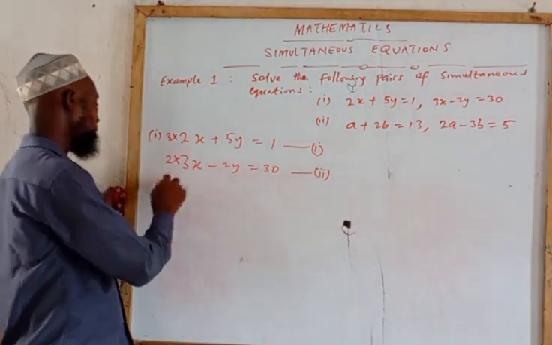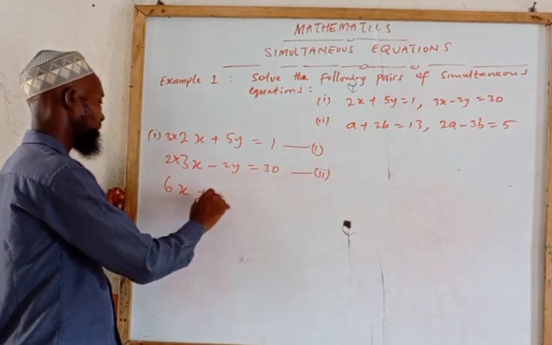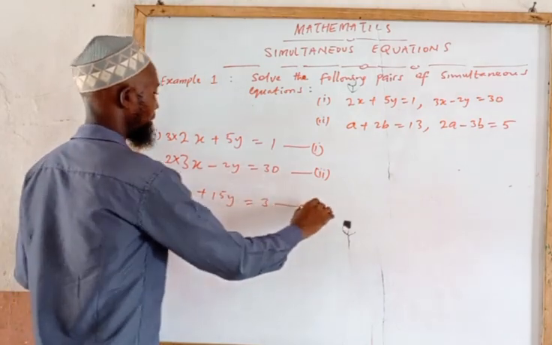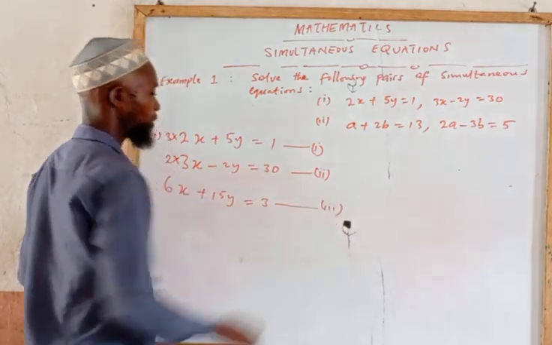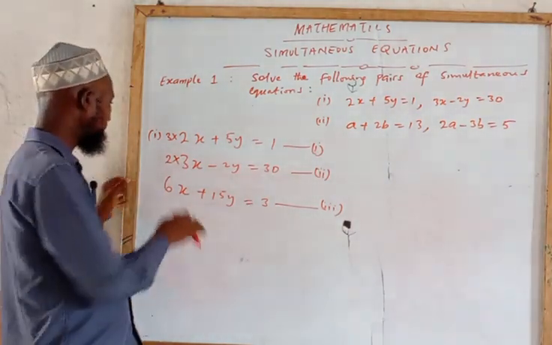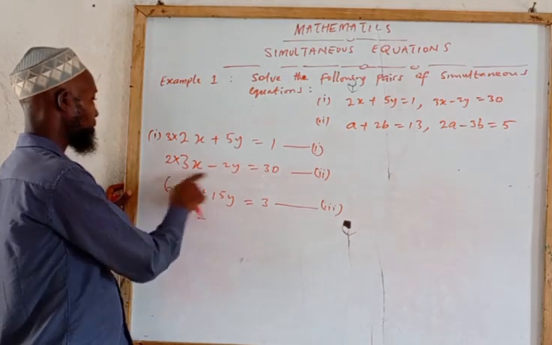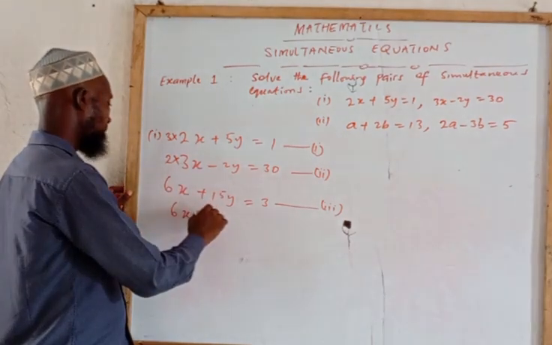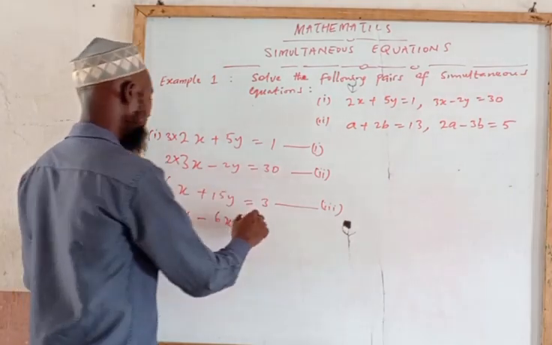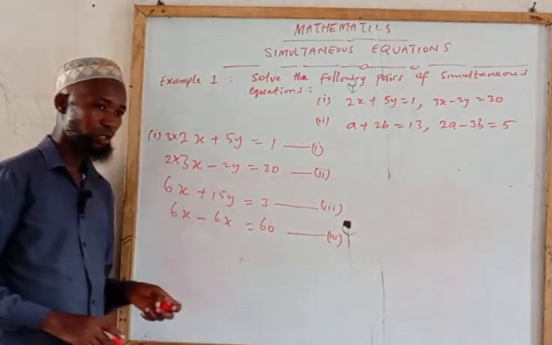Now, 3 times 2x is 6x. 3 times 5y is 15y. And 3 times 1 here is 3. So that now becomes another equation, which is equation 3. Then we do the same thing. 2 times 3x is equal to 6x, minus 2 times 3y, that is 6y, which is equal to 2 times 30 here, which is 60. So we can name this equation 4.